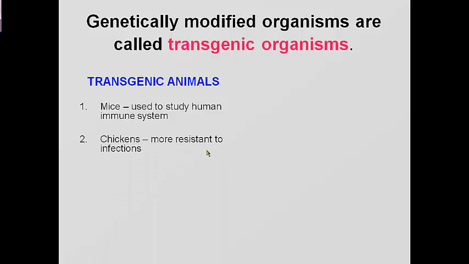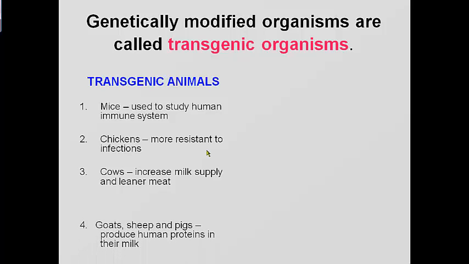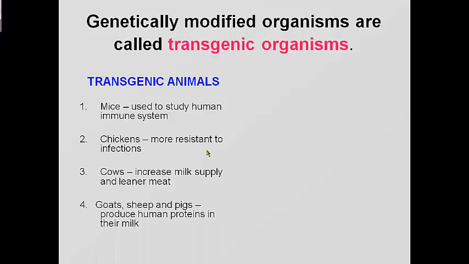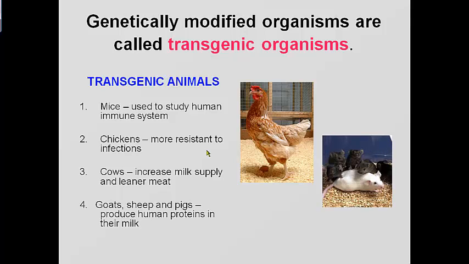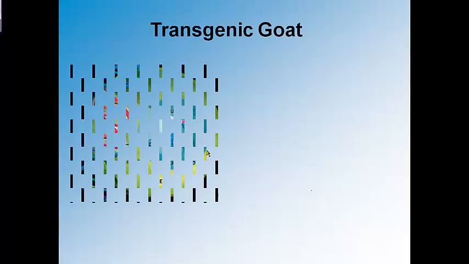Chickens have been genetically modified to be more resistant to infections. Cows have been genetically modified to increase their milk supply and have leaner meat. Goats and sheep and pigs have all been genetically modified to produce human proteins in their milk, which scientists can pull out of the milk and use in people. So we do a lot of genetic modifications nowadays.